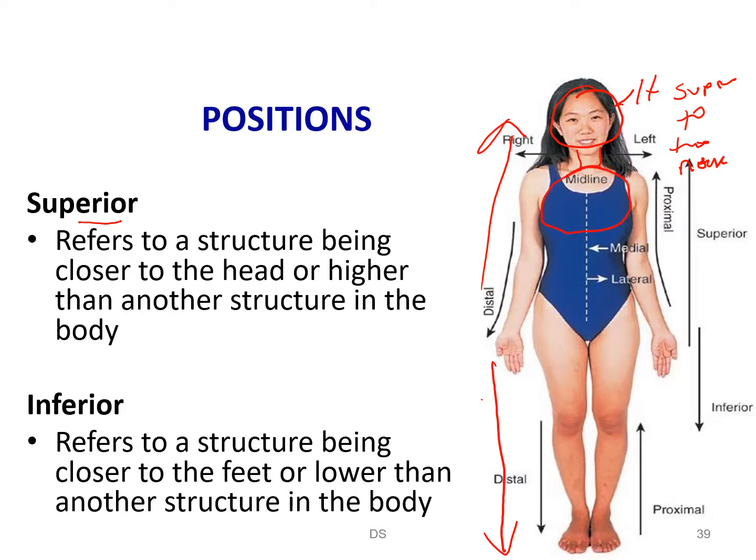In order to describe, for example, this is the thoracic region, this is the abdominal region. The thorax is located superior to the abdomen. Inferior refers to structures which are closer to the feet. For example, the neck is located inferior to the head. The abdomen is located inferior to the thorax. These are the positional terms.